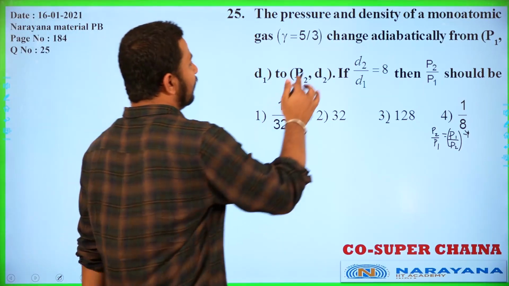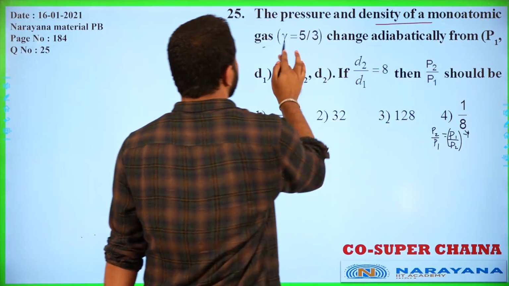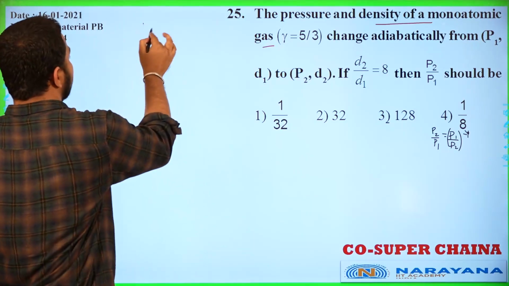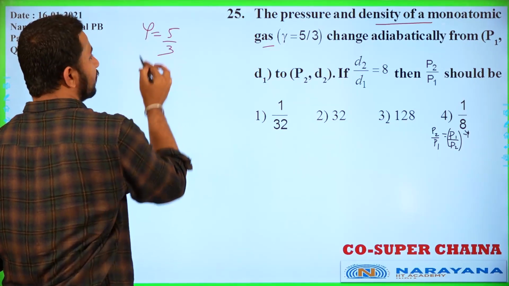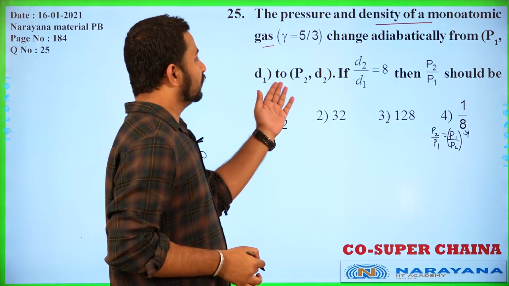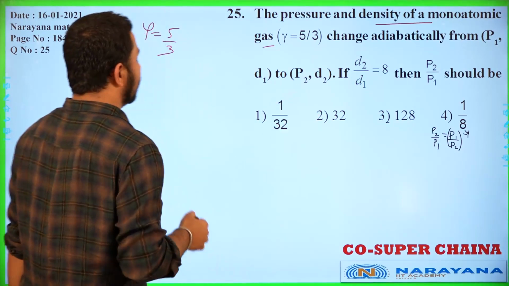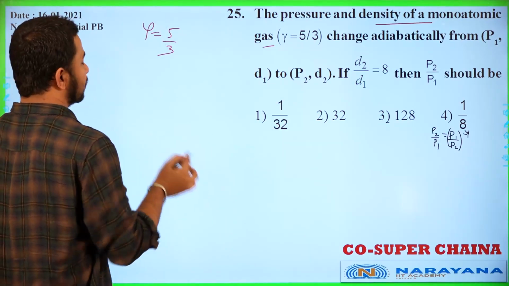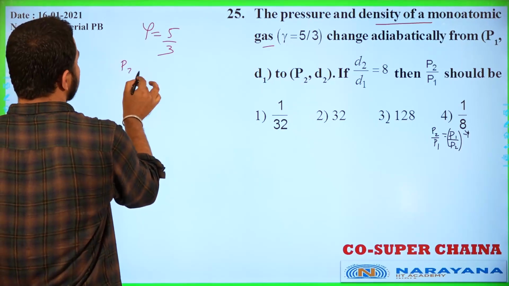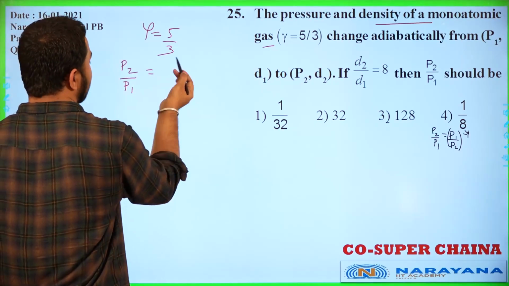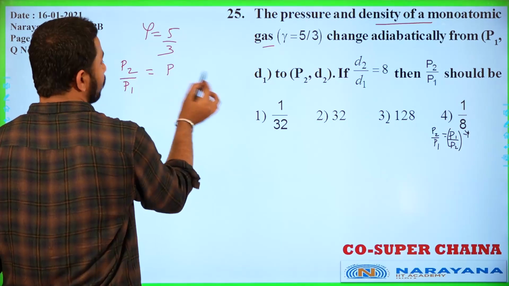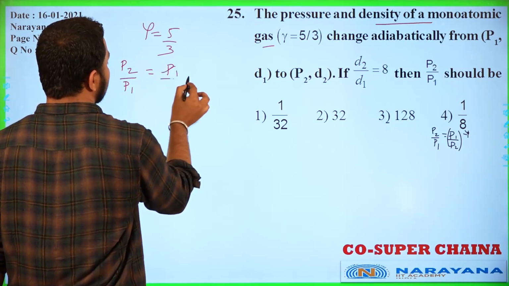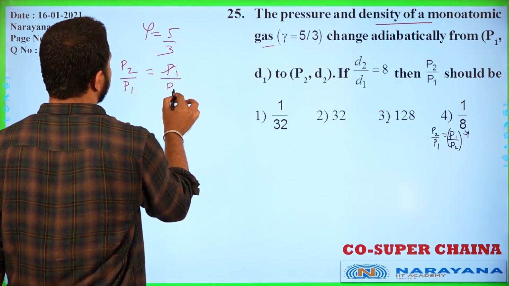The pressure and density of a monoatomic gas, gamma is given for this one. It is given as 5 by 3. Now the ratio of their densities is given. We need to find the ratio of their pressures. So we know that the ratio of pressures and density can be written in terms of the volumes. We can write that, and then we can substitute in terms of their density.